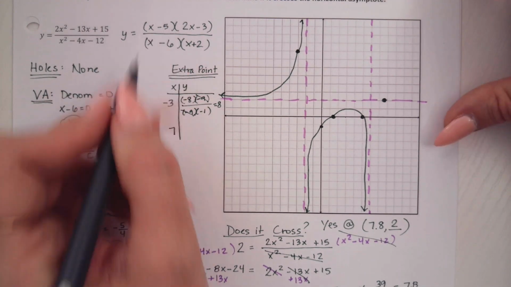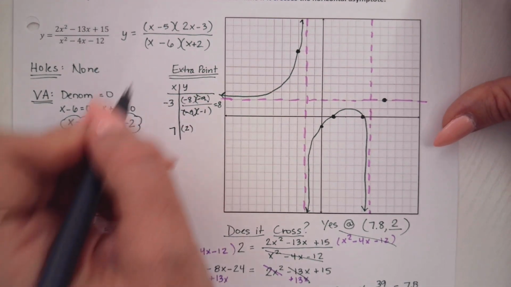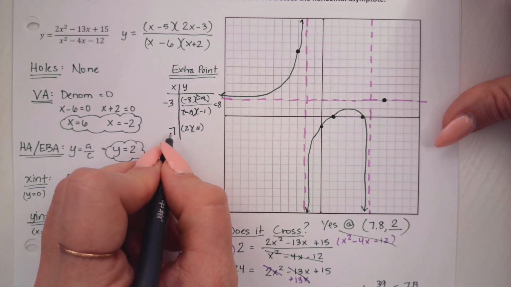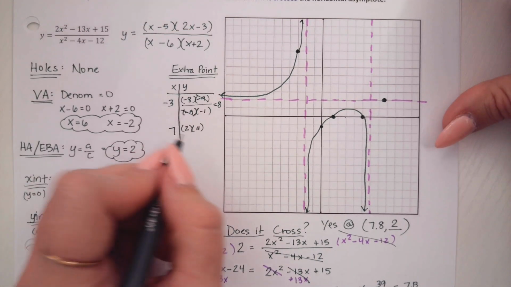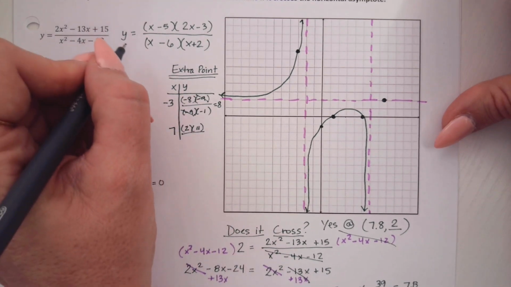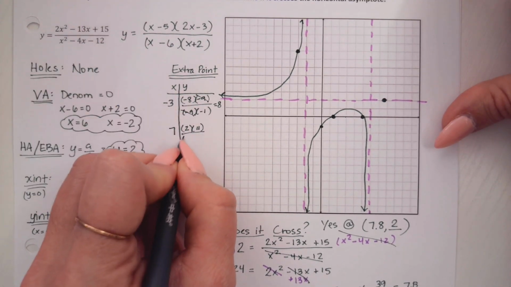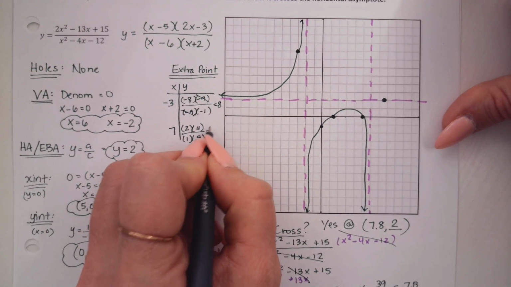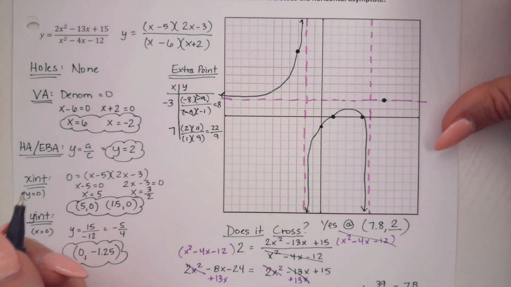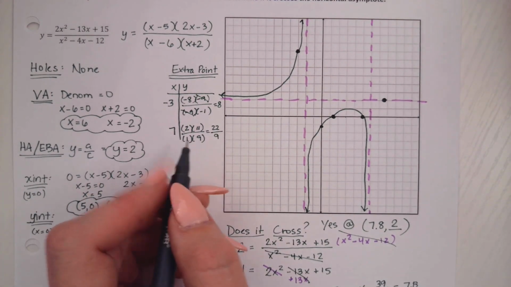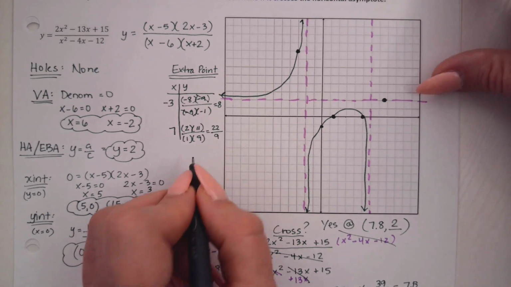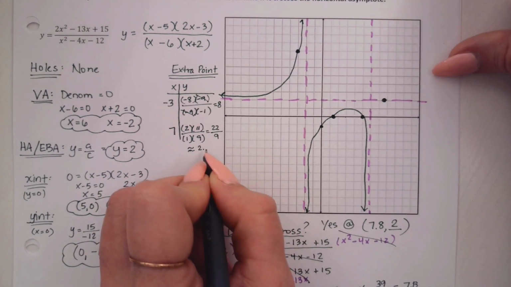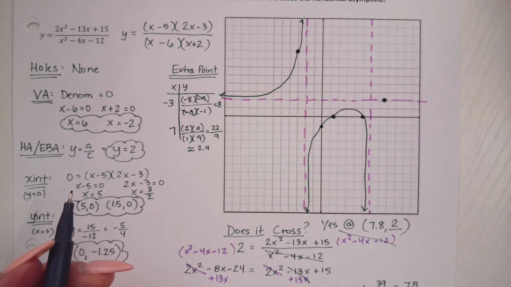Let me see, that would be 7 minus 5, which is 2. 14 minus 3, which is 11. Right? On the bottom we'll have 7 minus 6, which is a 1, and 7 plus 2, which is a 9. 22 over 9, which is like 2.44. Approximately 2 point something. We'll go with 4, whatever.